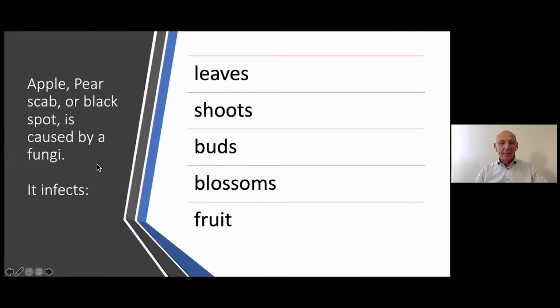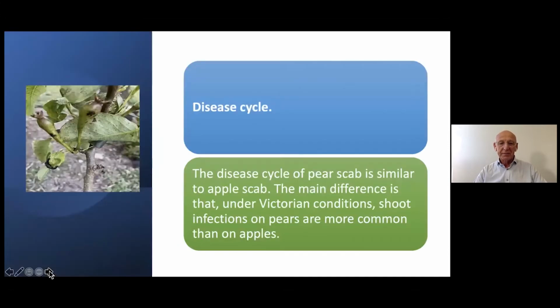Basically, apple scab can infect leaves, shoots, buds, but also blossom. We are probably not aware of that, but it can already affect the small fruits in blossom, and of course the fruit, and we know the damage when we see it. This is just a little bit about the background, the disease cycle.